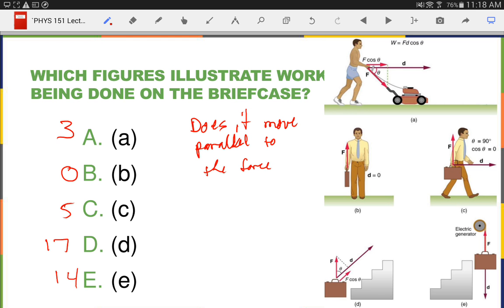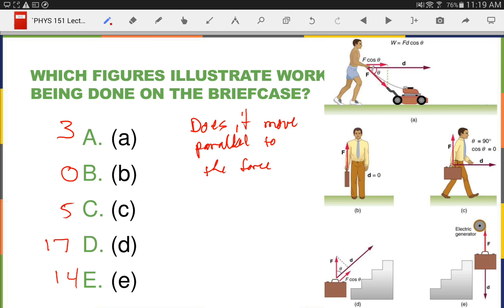So in the first picture, the force here, now we're talking about the lawnmower. The force is down and forward. Does it move parallel to that? Ann says yes. How can Ann be right? Because she is.